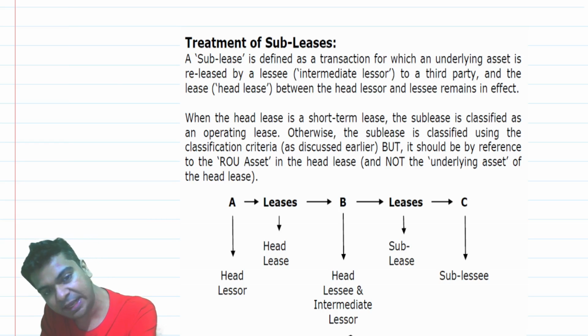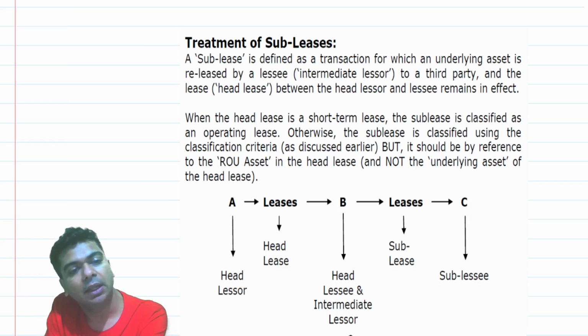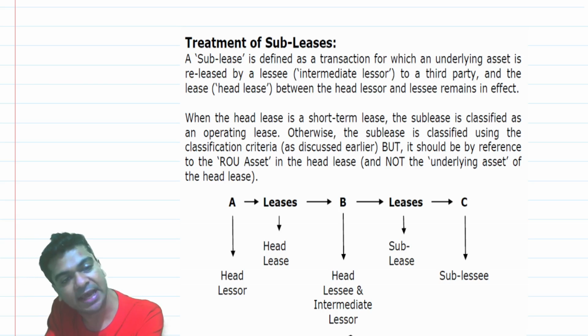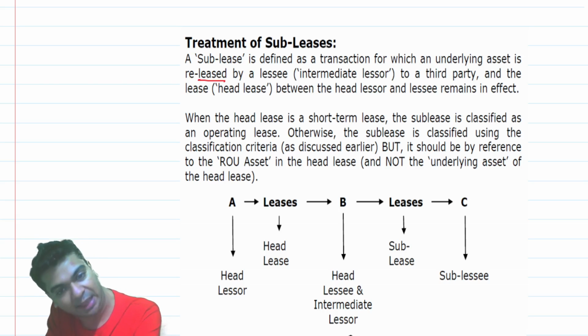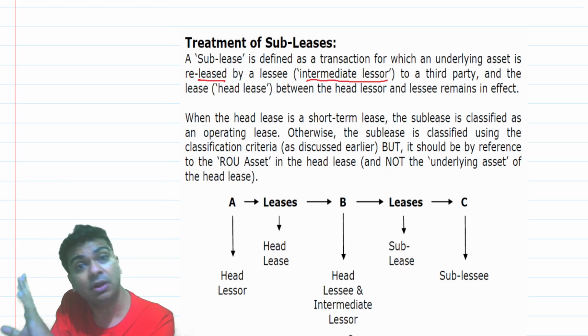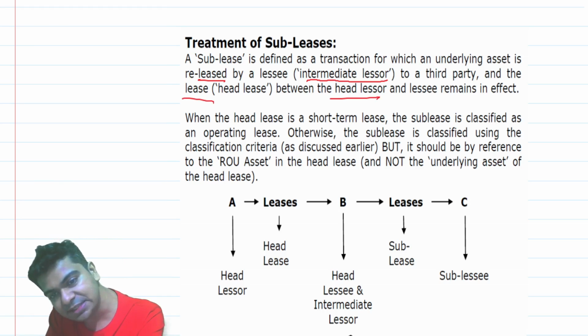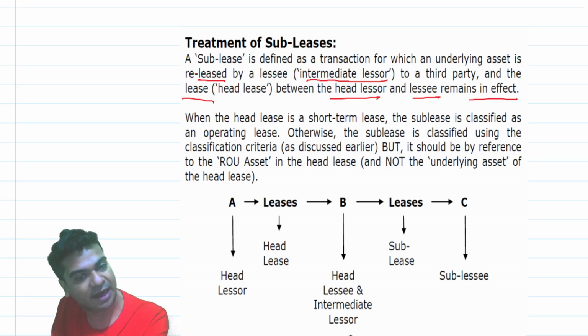Broadly speaking, if we again go through it, they are saying the treatment of subleases. They are saying a sublease is defined as a transaction for which an underlying asset is re-leased by a lessee. So that lessee will become an intermediate lessor to a third party. And the important thing is that the original lease should continue. That is what they say, that the lease between the head lessor and the lessee remains in effect.